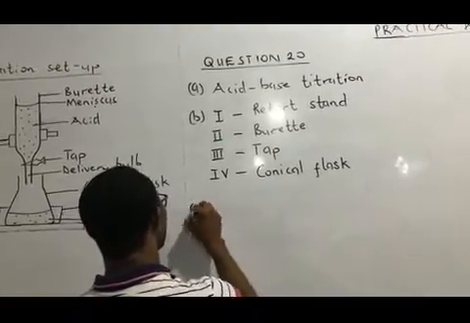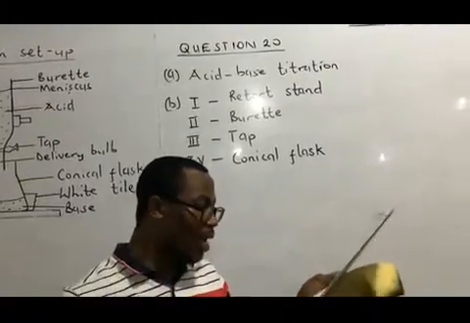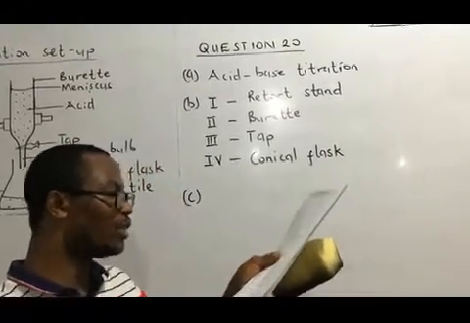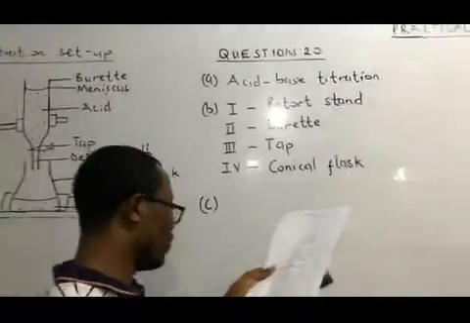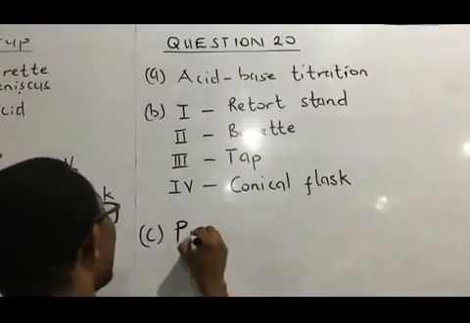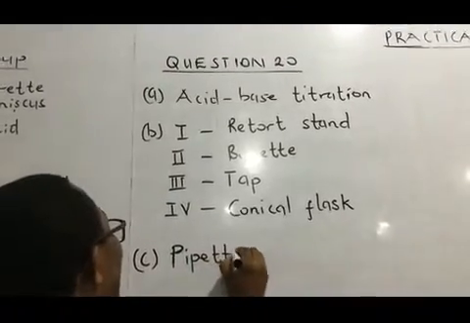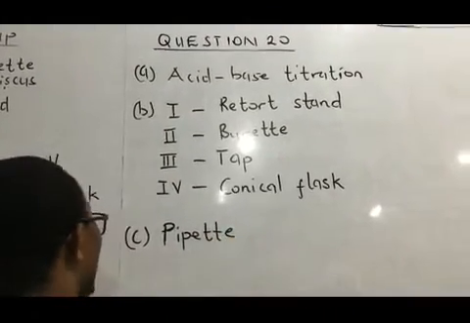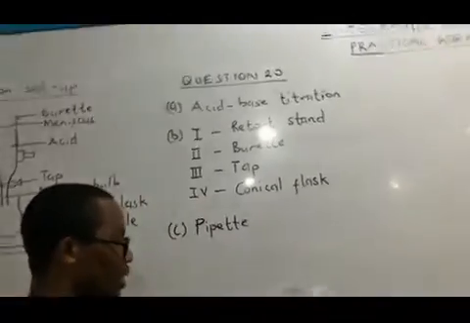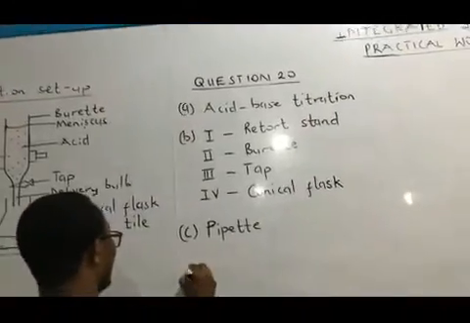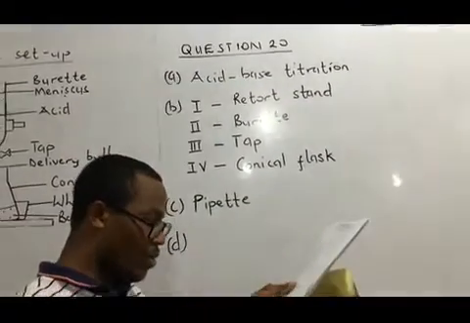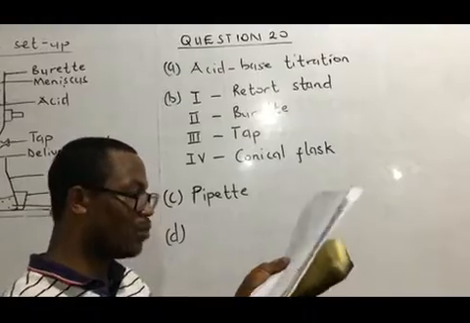Question C says, which laboratory apparatus was used to introduce the sodium hydroxide into the part labeled IV? So the same, just like the previous one, this is a pipette. The pipette is what is used to introduce the base into the conical flask. And then the last question here is question D. Question D says, write a balanced chemical equation for the reaction that occurred in the part labeled IV.